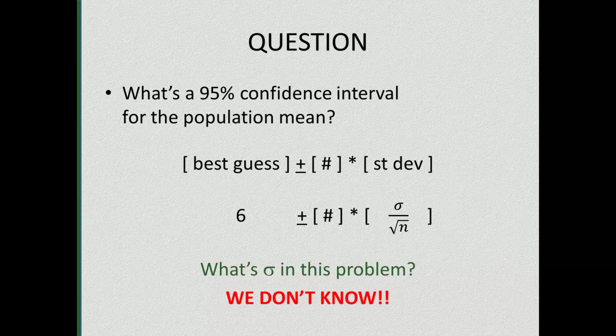Dr. Rask, we just computed a standard deviation. It was 3.39. Yes, but that was the standard deviation of our sample. What we need to know is the standard deviation of everybody on campus. We don't know that number. So what do we do? Panic.